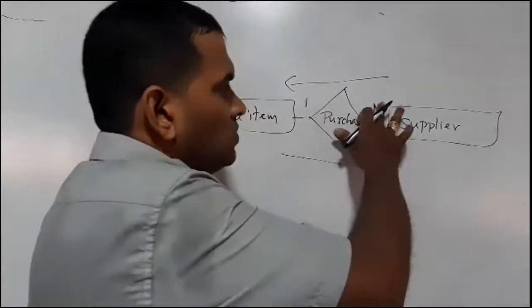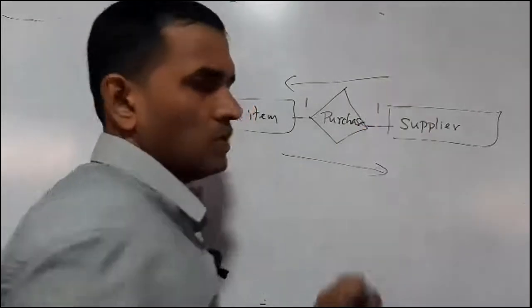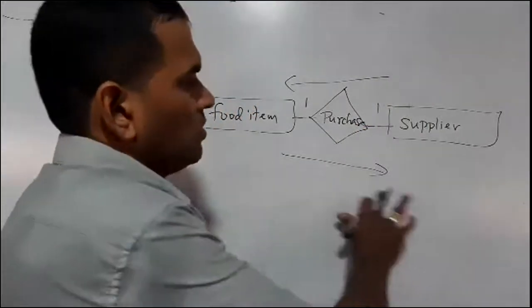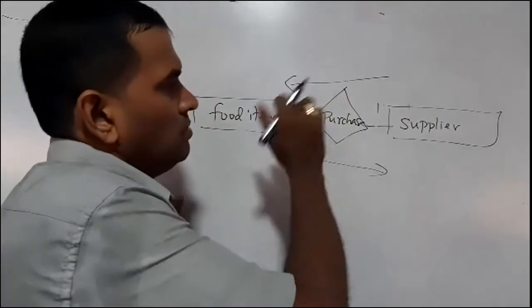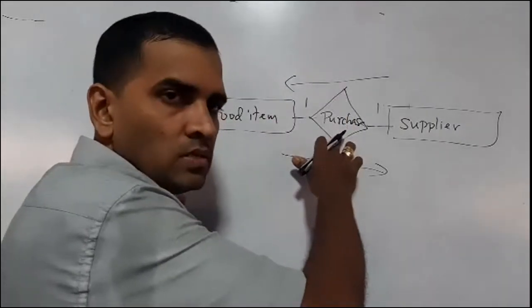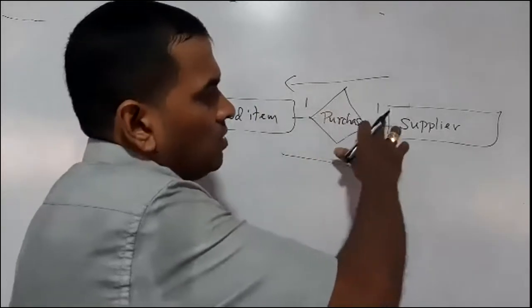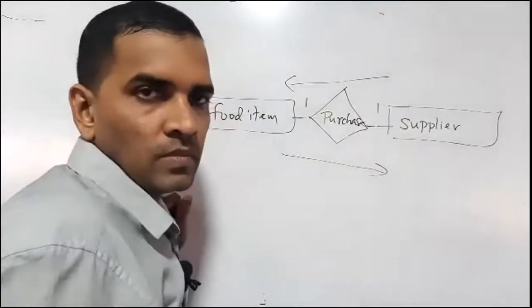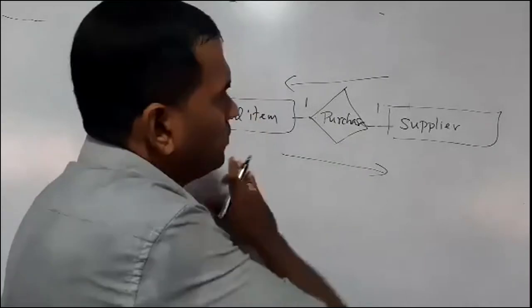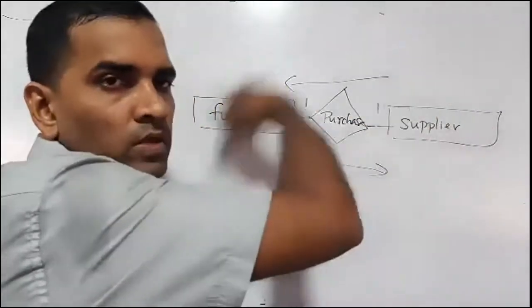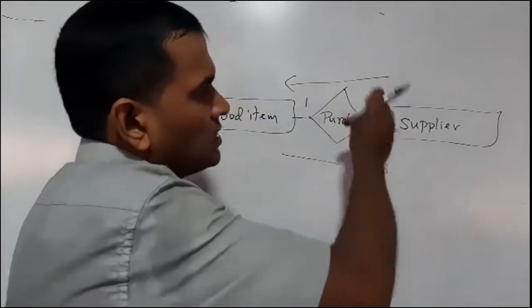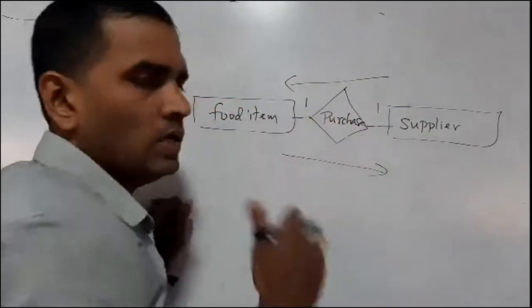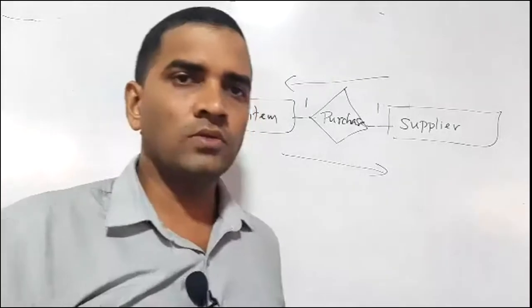If it is one to one, what does it mean? Look at this direction. One food item is purchased from one supplier. That is from food item to supplier. In the opposite direction, have a look at this one. One supplier can supply only one food item. That is one to one.